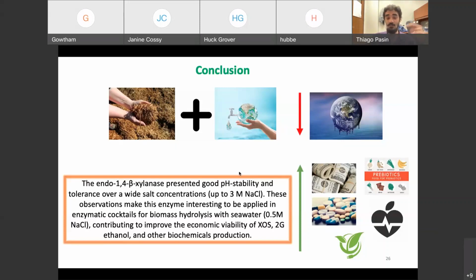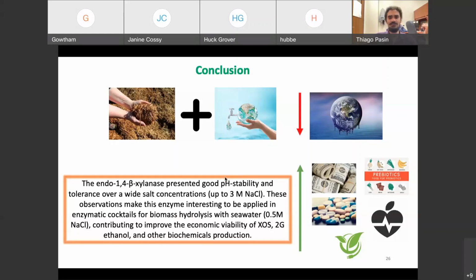We are generating more products for the population, as for example, prebiotics, medicine, and health for the people. And also we can use a sustainable way to do that, because we are recycling, we are avoiding using more water to produce more products for social interest.